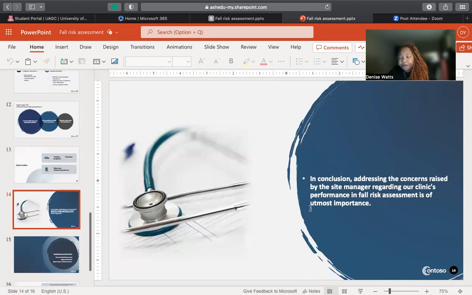In conclusion, addressing the concerns raised by the site manager regarding our clinic performance in fall risk assessments is of the utmost importance. We cannot afford to jeopardize patient safety or risk losing the ACO funding due to provider effectiveness. Through a comprehensive investigation, we have identified several issues and their root causes. The issues range from incomplete documentation of fall risk assessments to potential flaws in the report's data retrieval process.